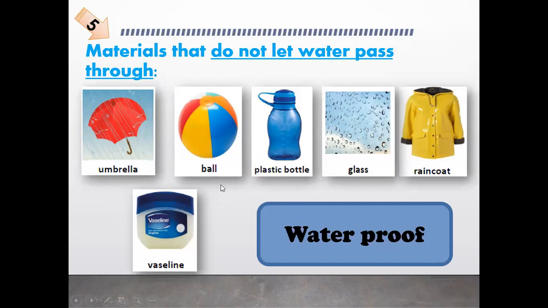What about, for example, this plastic bottle? It's keeping the water inside, so it's not letting the water pass through it from inside to outside. So this means that it is a waterproof material, that it's not letting the water pass through it. It is protecting the water. For example, this plastic bottle is protecting the water inside. This umbrella is protecting the one who is standing under it from the rain, so it's not letting the water pass through it.